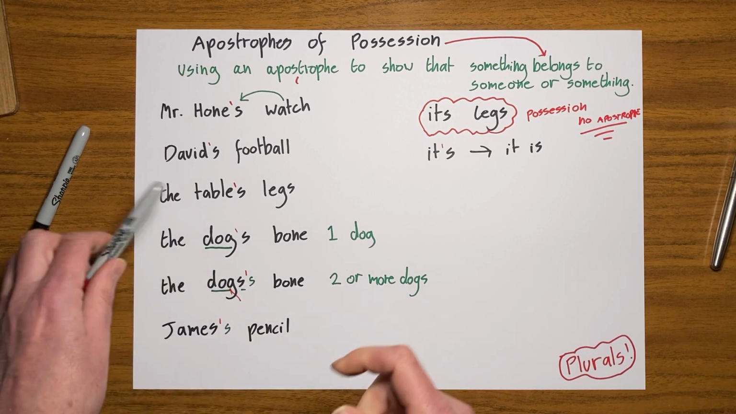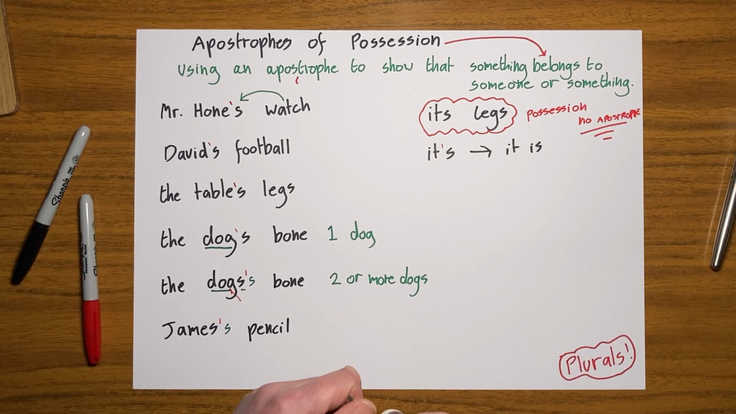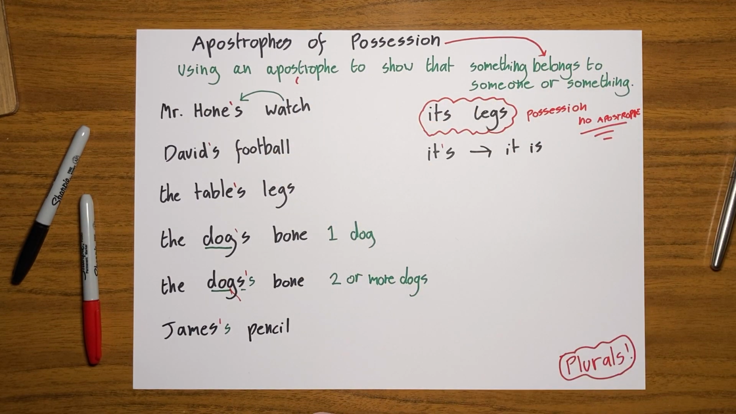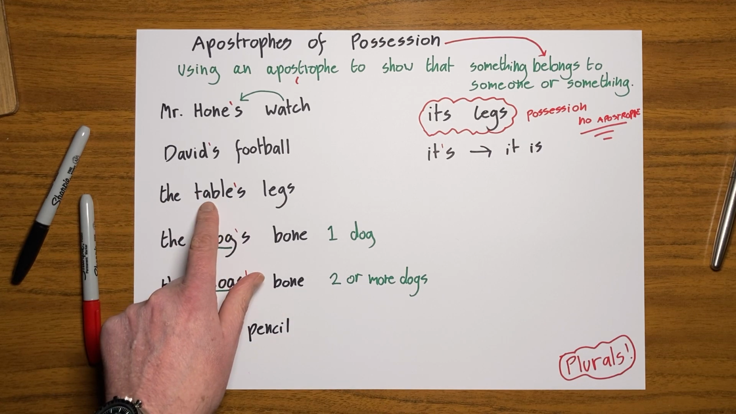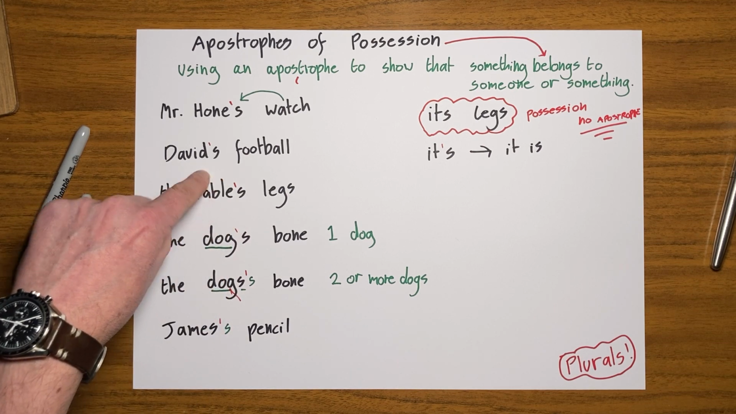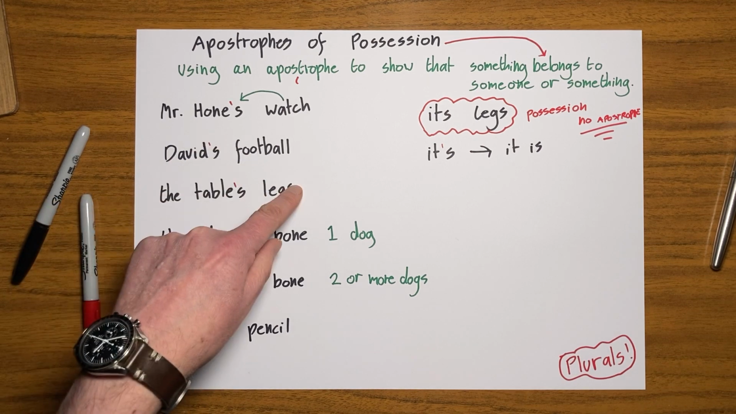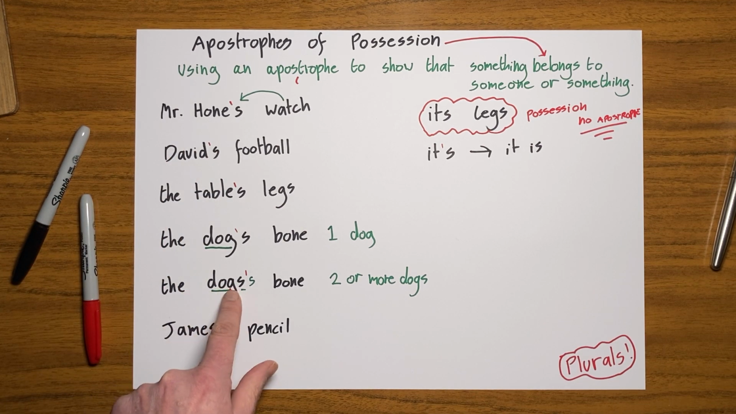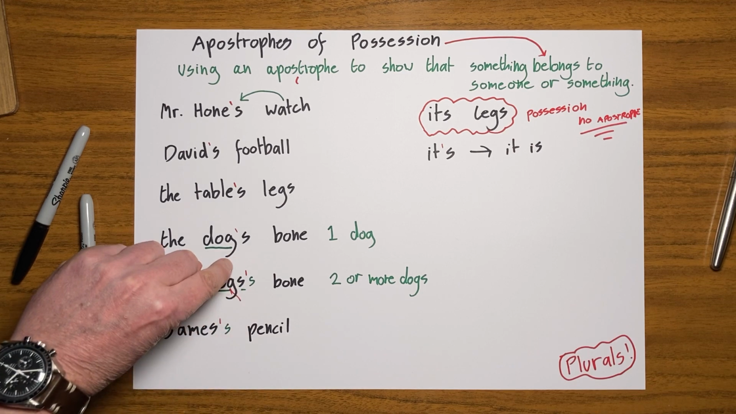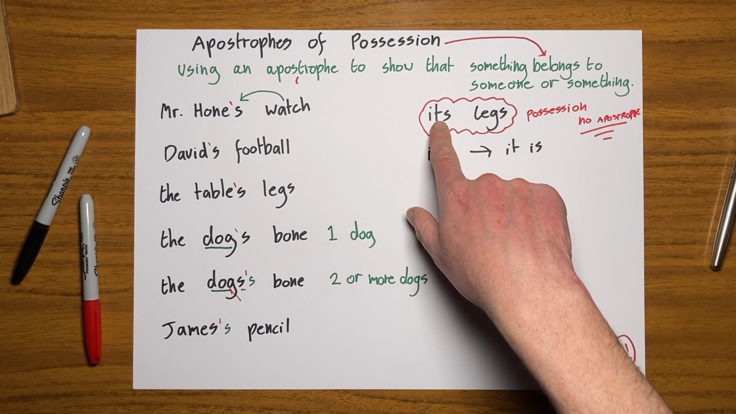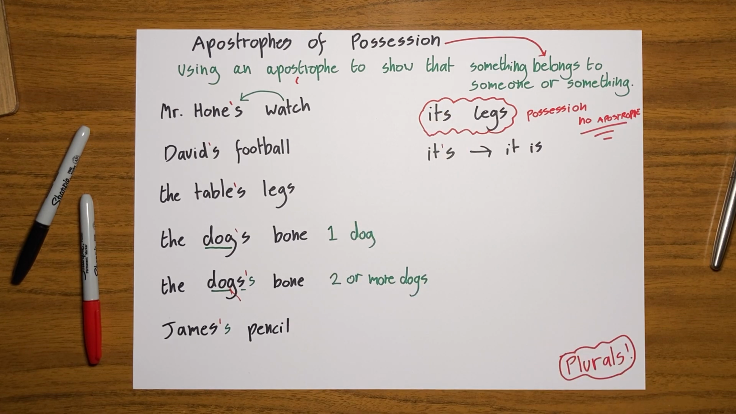So just to recap on this, apostrophes for possession, using an apostrophe to show that something belongs to someone or somebody. If it's something that's singular, like one Mr. Hone or one David or one table, stick the apostrophe after the word and put an S in, and then whatever comes afterwards belongs to it. If it's a plural, so for example this one, there's more than one dog, several dogs, then you put the apostrophe after the S, and it's up to you whether you put another S. If you're using the pronoun its, then you don't put an apostrophe in at all.